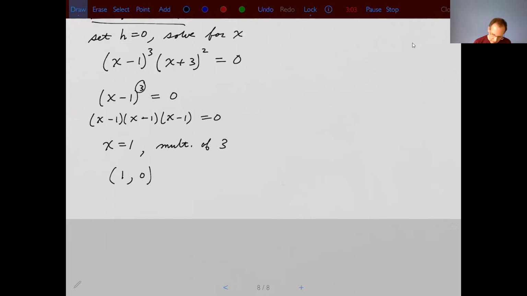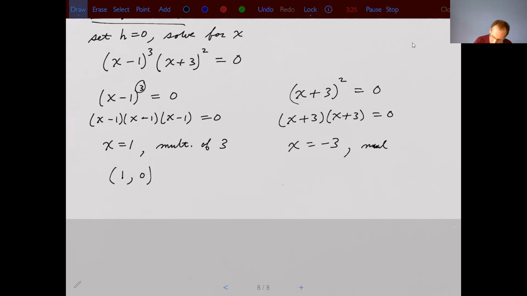And then the other case is x plus 3 squared equals 0, right? So you can think of this as x plus 3 times x plus 3 is equal to 0. If you solve that, you're going to get x is equal to negative 3, but it has multiplicity 2, right? It's a double root. Let me write that cleaner. So multiplicity 2. So in this case, the root would be (-3, 0), but it's a double root.